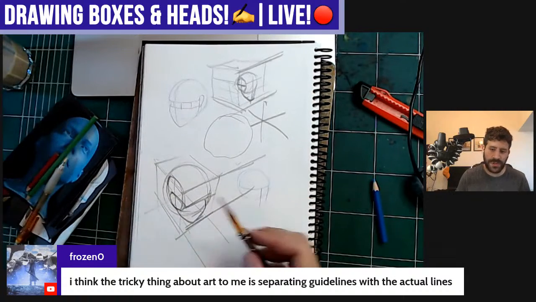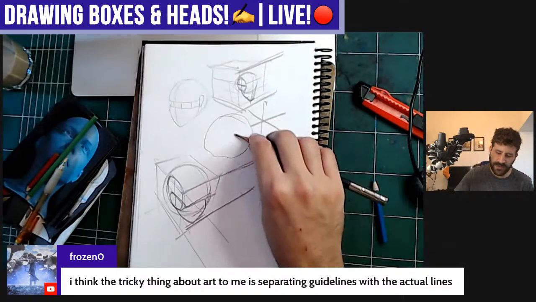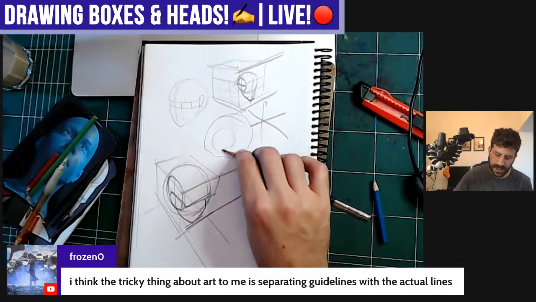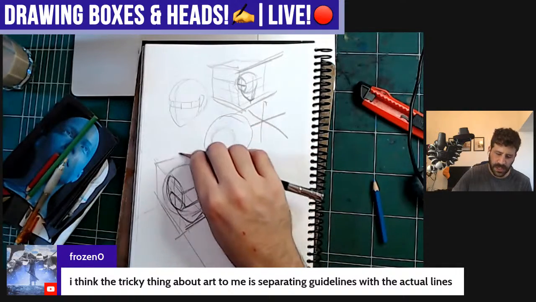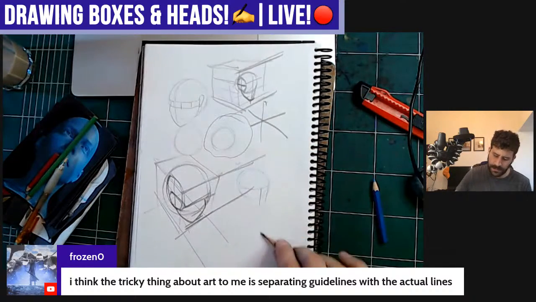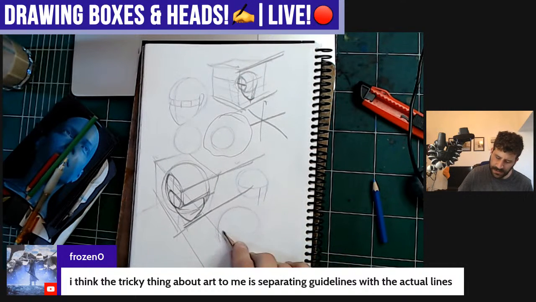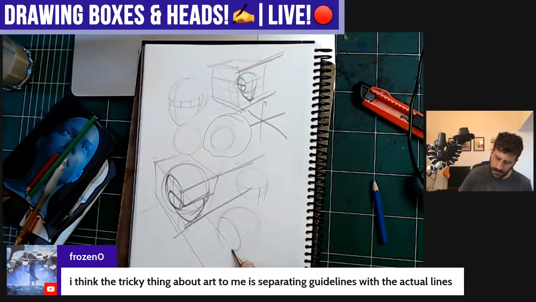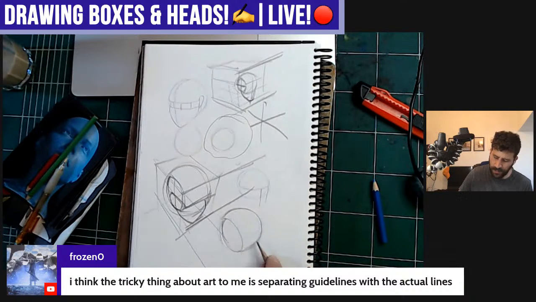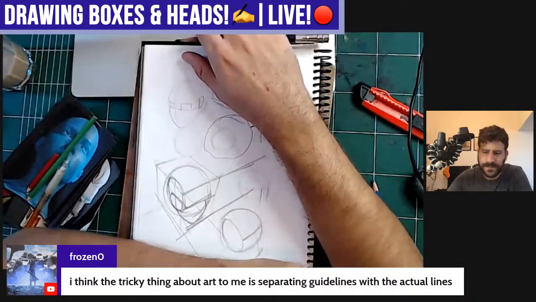What I would also encourage you to do, Frozen, is to work on very gentle lines. I'll usually draw much, much lighter than what I showed you today. And only once I'm certain of what I've got, I'll start darkening things up. And then I no longer have a problem telling which is which, right?